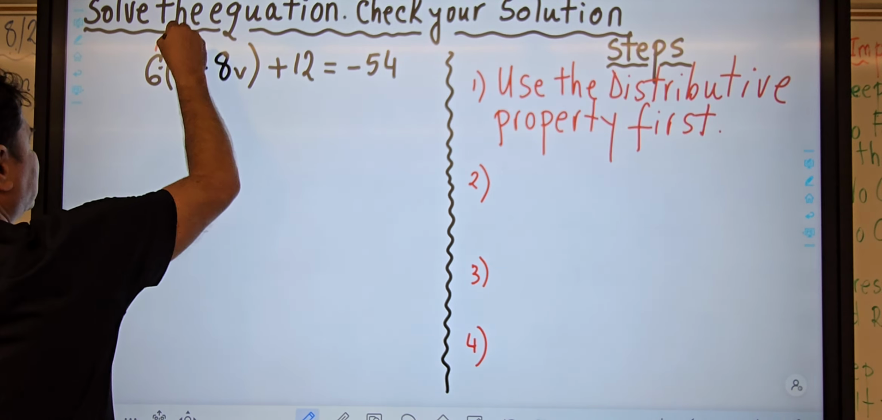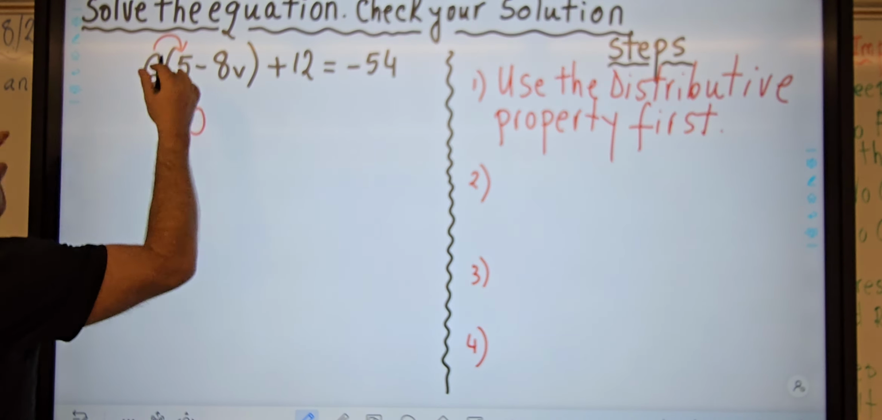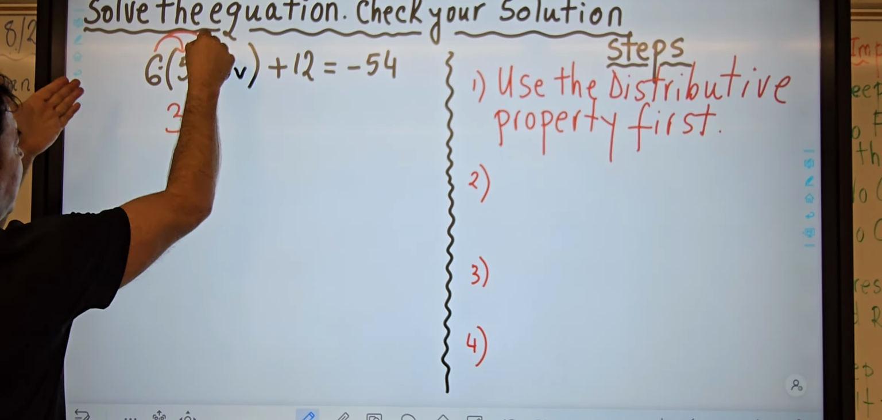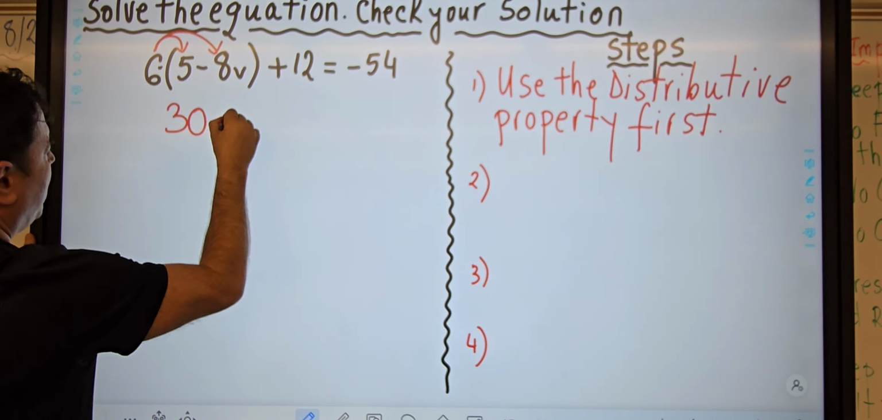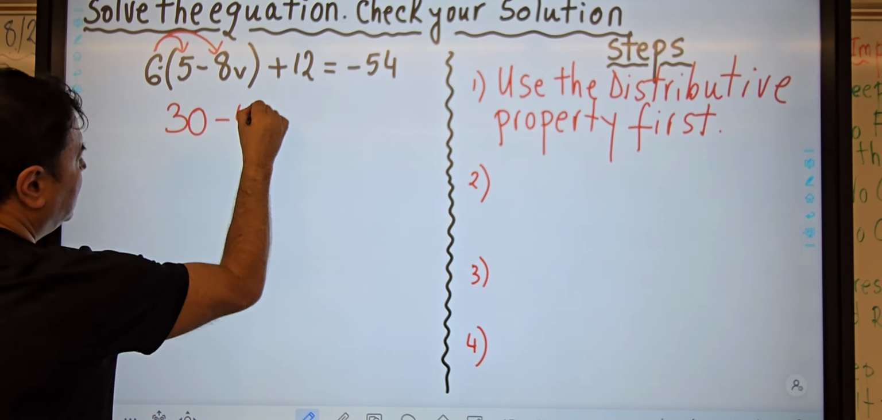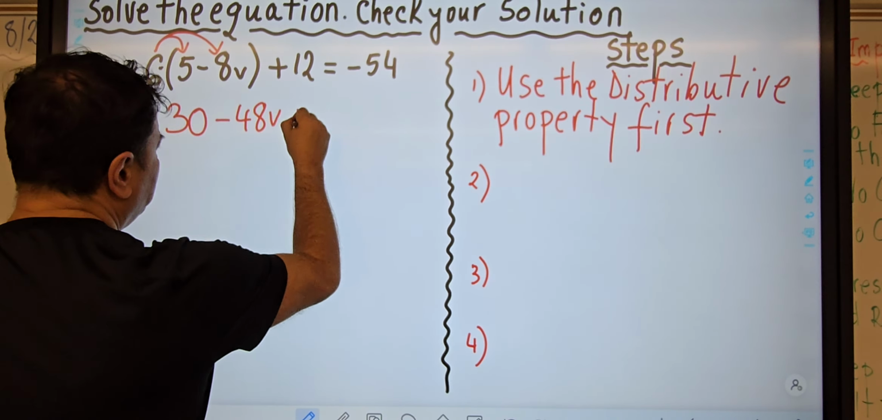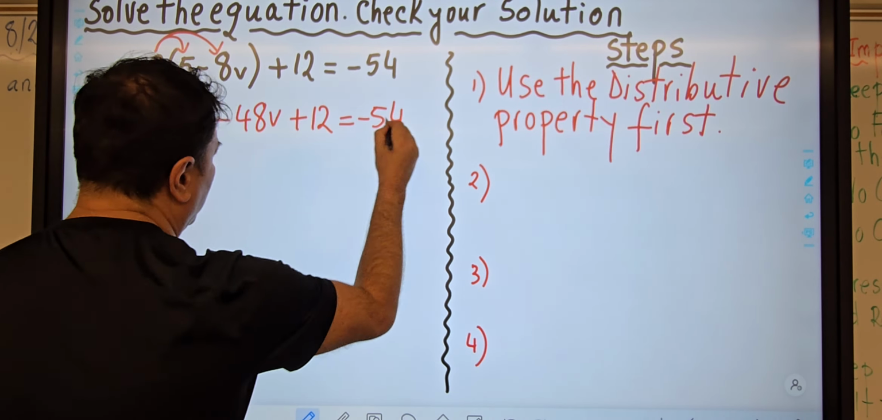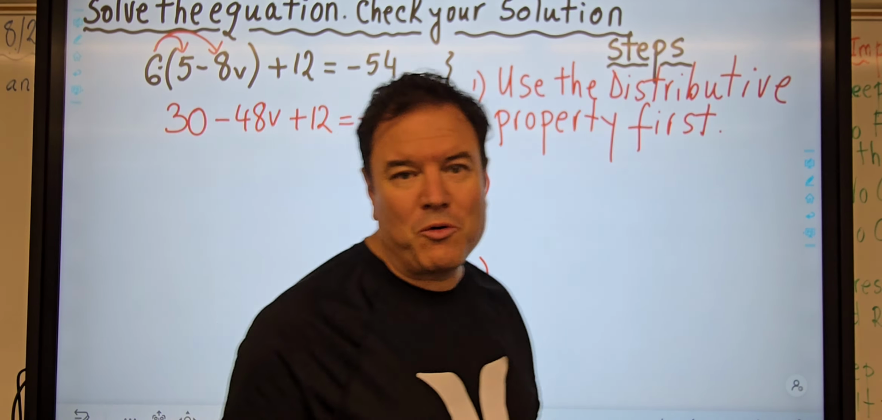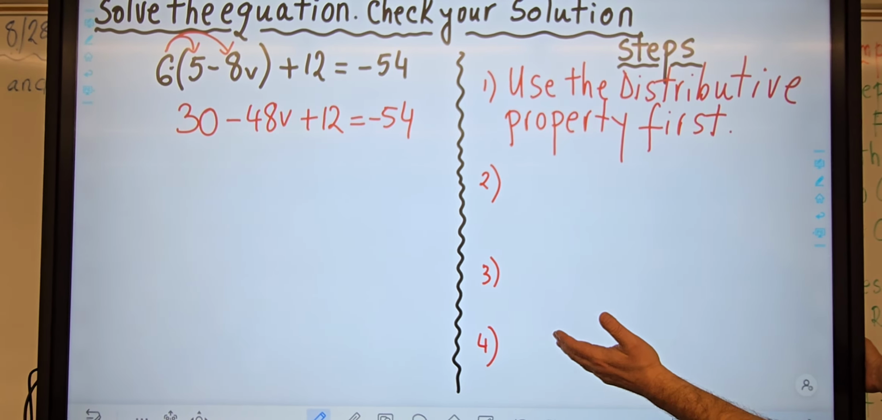We are going to multiply 6 times 5. 6 times 5 becomes 30. And then we are going to multiply 6 times negative 8w. So we have 6 times 8, 48. So minus 48v, actually, not w, plus 12 equals negative 54.